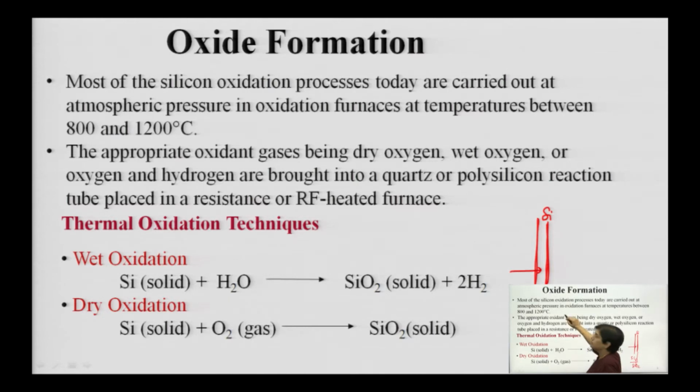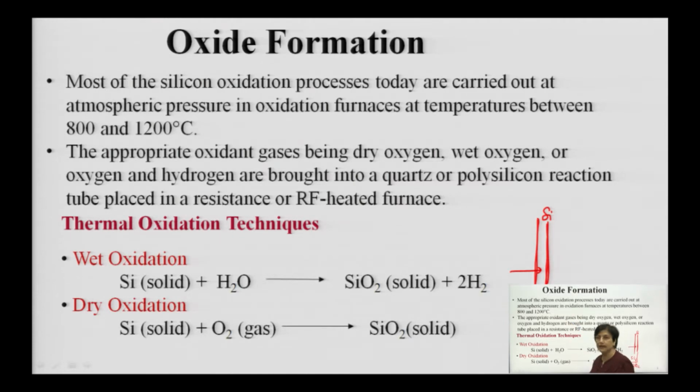Now, one of the most recommended processes is thermal oxidation, and this thermal oxidation is carried out at atmospheric pressure and at temperatures between 800 and 1200 degrees centigrade. You know, the melting point of silicon is above 1400, around 1400 plus. So naturally at this temperature you won't have any harm to the silicon substrate, so the growth will be properly done.